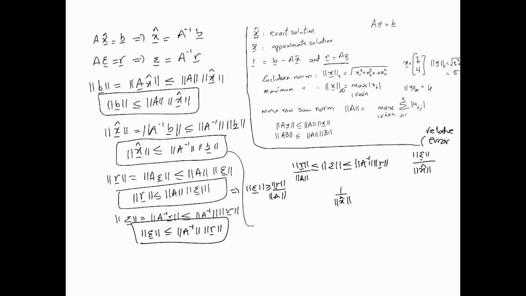Let's have a look. From here, 1 over x hat, if I turn it upside down, the inequality will of course flip and change the opposite way, and these will all go in the denominator. So this gives me a lower bound. This means that 1 over x is bigger than 1 over A inverse times b.